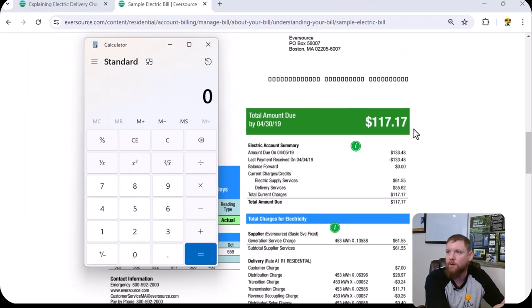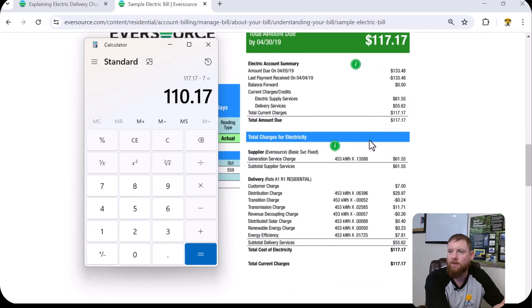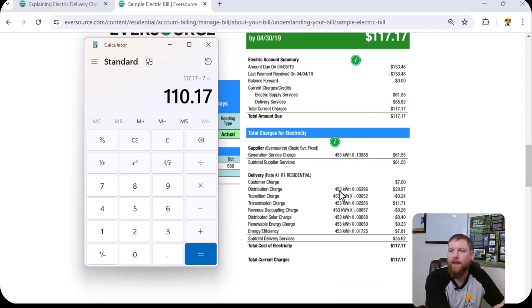So we're going to take this $117.17 minus the $7 customer charge, which gives us $110.17. And then we're going to divide that by this 453, so divide that by 453 kilowatt hours. Now in this example, for every 1 kilowatt hour we use, it costs us $0.24. So again, if we just want to make that sense, we'll just make it easy.